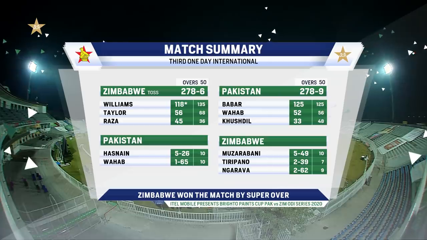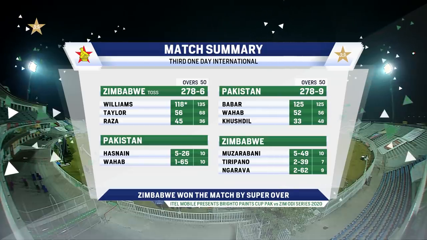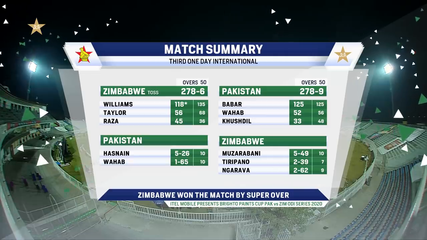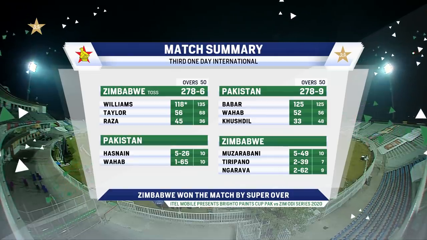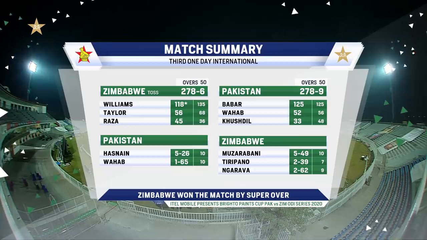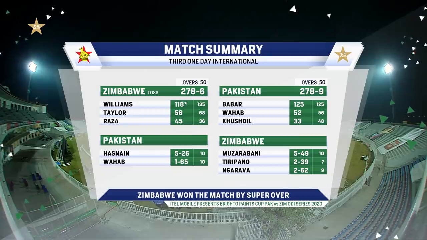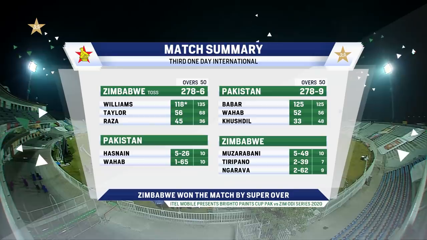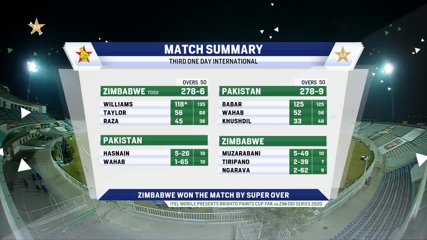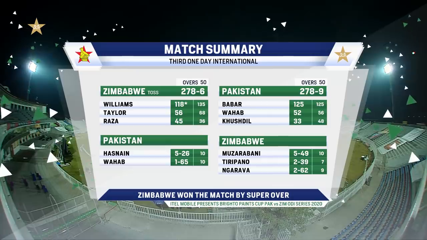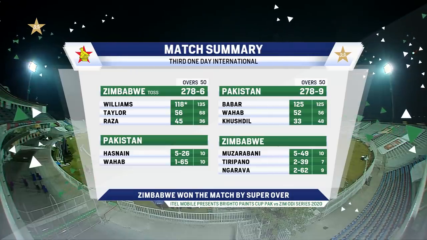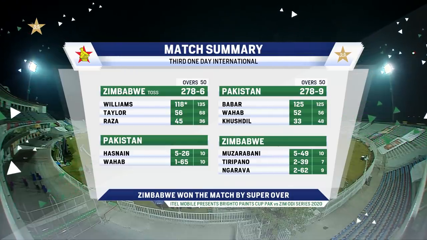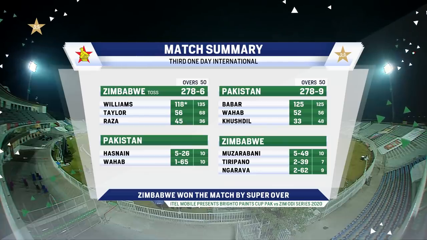Zimbabwe won the toss, 278 for 6. Sean Williams with a wonderful 118 from 135. Brendan Taylor again with runs, Sikandar Raza. And Hasnain, 5 for 26. Pakistan, 278 for 9. They matched the score. Babar Azam with that century. Wahab and Kushdil. Muzarabani, 5 for 49. But the Super Over was won by Zimbabwe, and essentially by Muzarabani with those 2 wickets.